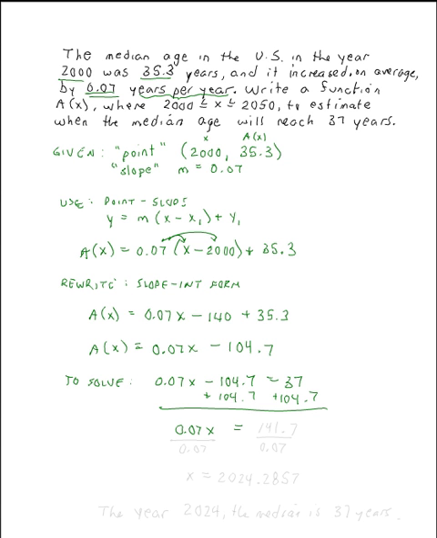0.07x is going to be equal to 141.7, and finally dividing through in order to solve, we end up with x being equal to 2024, with a little bit of extra stuff here. For us, we were looking for a value of a year, so we know that in the year 2024, that's when the median age is going to reach 37 years.